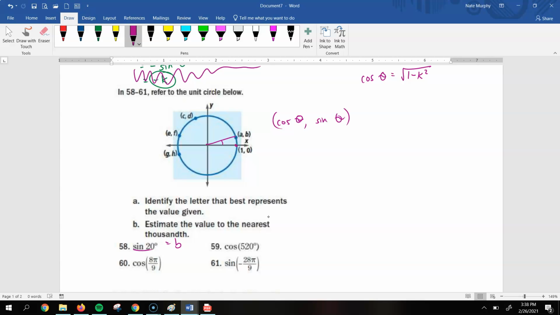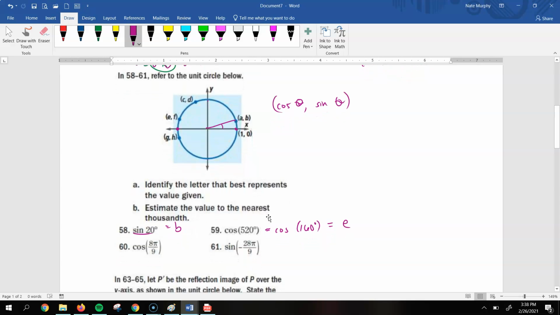The next one, cosine of 520 degrees. Well, that's more than one full rotation around the circle. If I take 520 degrees and subtract 360, I get 160. So this is the same as the cosine of 160 degrees. Well, 90 degrees would be right here, and 180 degrees would be right here, so it's closer to 180 than it is to 90. So it's either going to be E or F. And since we're dealing with the cosine, that's the x value, our answer would be E. So number 59 would be E.